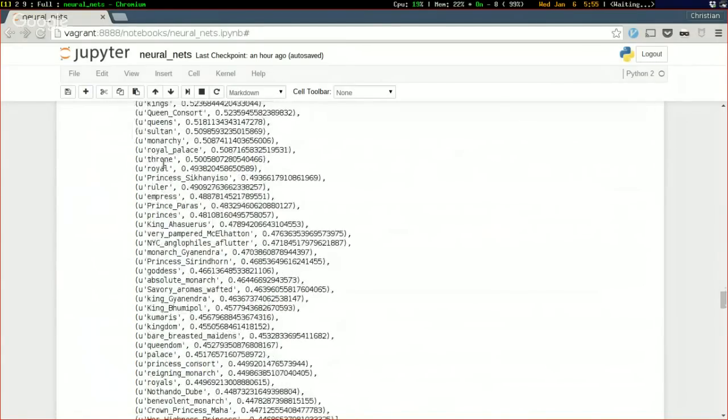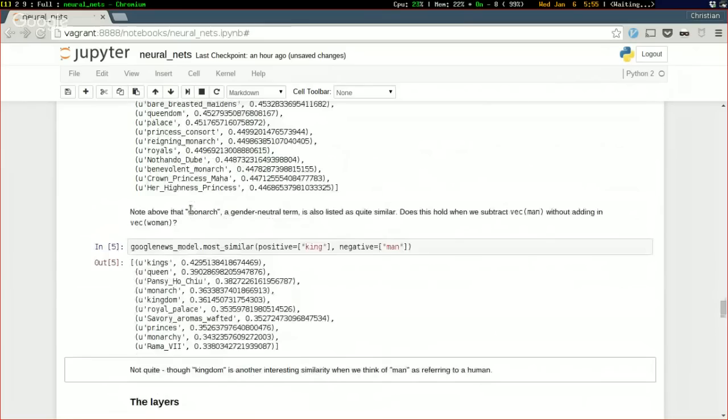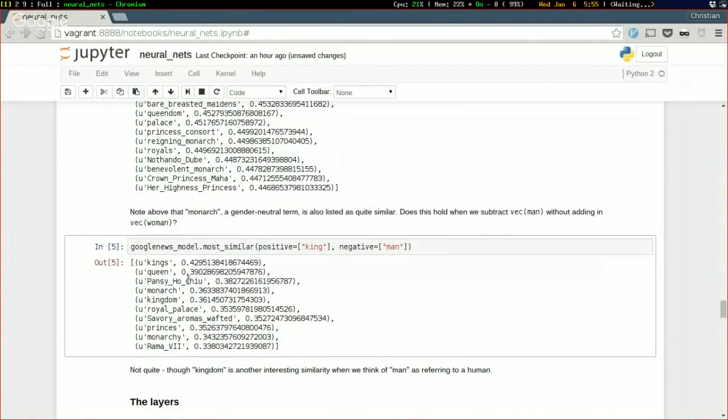what happens if we just take king and subtract man? Are we going to get any kind of gender neutral notion of what a king is? And it's not particularly great. I actually looked up Pansy Hoach, who is the daughter of a wealthy businessman. But we do get some interesting things a little bit further down the list.